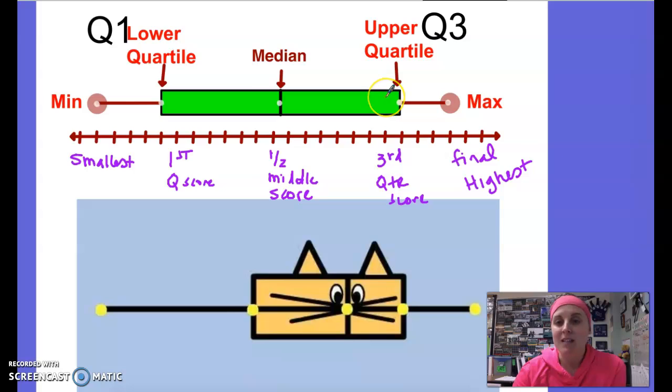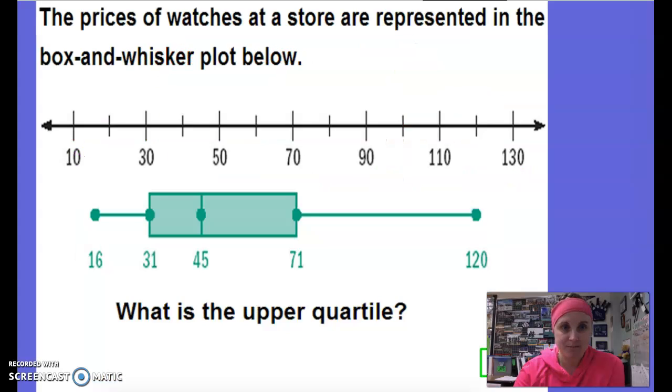But yeah, minimum and maximum are the whiskers, and then we talk about the first quartile, median, and upper quartile as the box. So that's how they are called, a box and whisker plot. So here we have a box and whisker plot. And it says, what is the upper quartile? Well, the upper quartile is going to be 71 because that's the higher quartile. This is also called the third quartile. That's another way that we can ask that question.